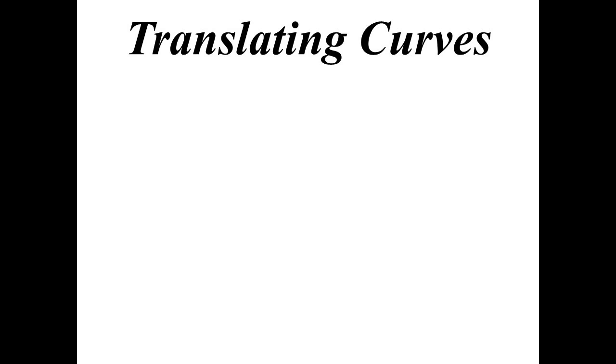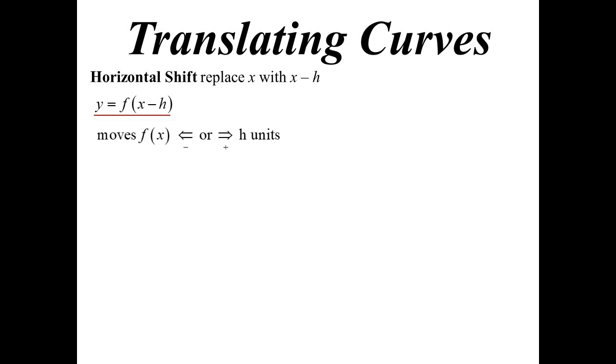So to start off with, let's look at translating curves. A horizontal shift, we simply get our basic curve and shift it horizontally a certain amount. So function x minus h. If we replace x with x minus h, we'll get a shift horizontally. Now, depending on whether h is positive or negative, we'll move it to the left or to the right.